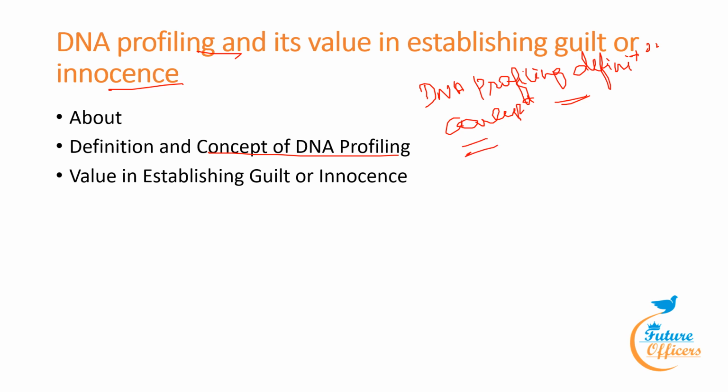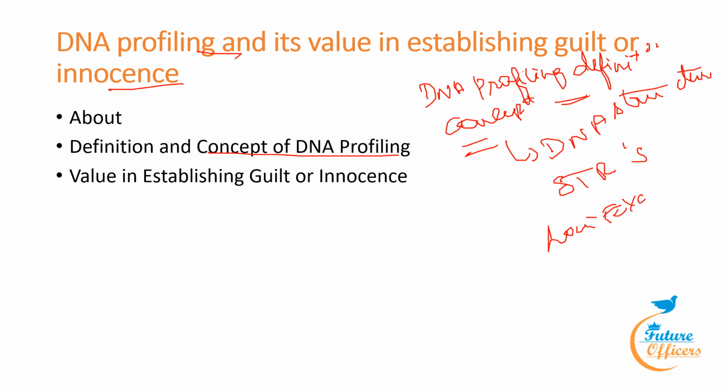Next, the concept of DNA profiling. In concept, we have DNA structure, STRs, and loci examination. So in DNA structure, we'll be seeing that DNA, or deoxyribonucleic acid, is the hereditary material in humans and other organisms. It consists of sequences of four nucleotides, that is adenine, guanine, thymine, and cytosine, that form a unique genetic code.